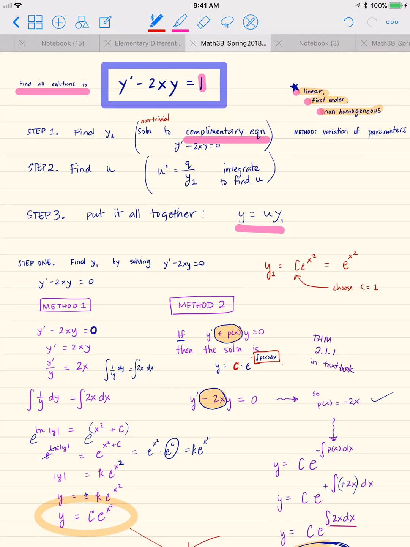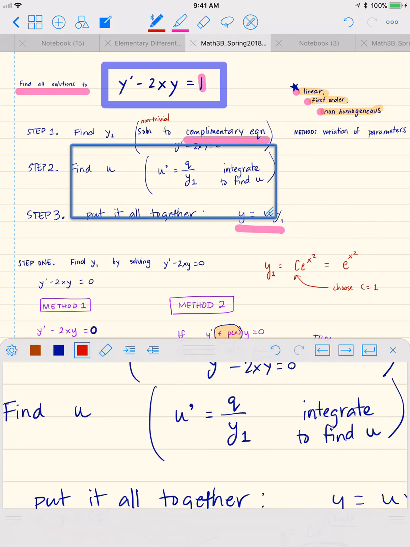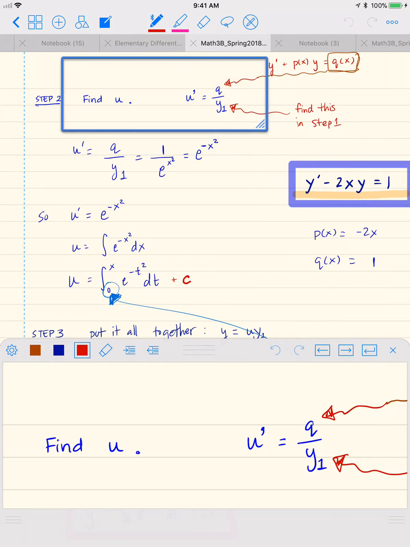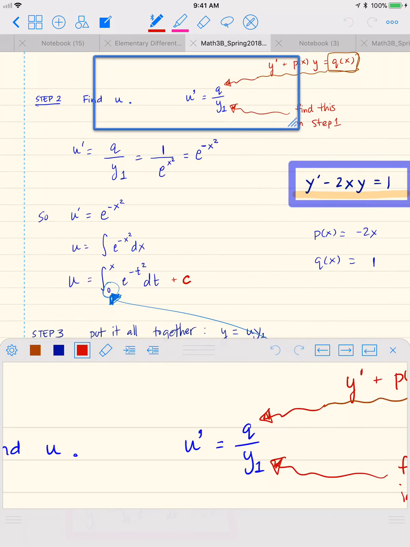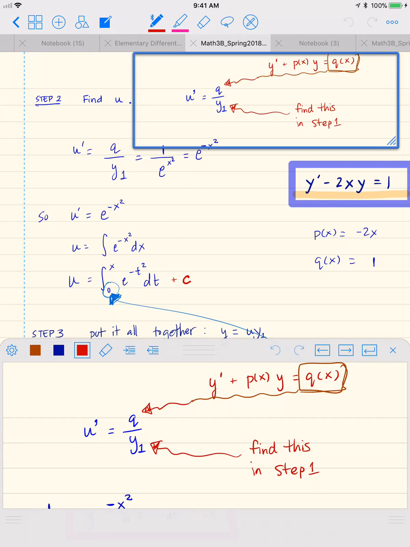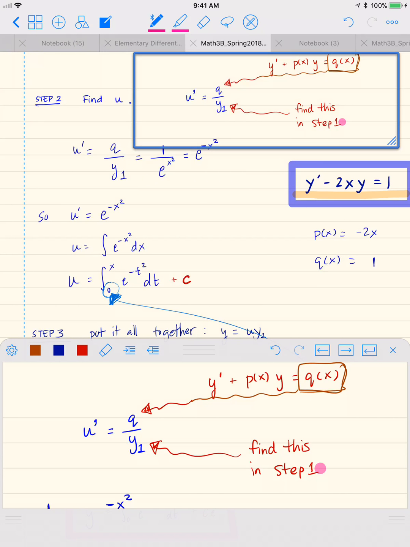Now let's do step 2, which is to find u. And u prime equals q over y1, and we're going to integrate to find u. So looking at this here, u prime we said is equal to q over y1. Now, y1 we found in step 1, and in fact, we were able to say definitively that we're going to choose y1 equal to e to the x squared.